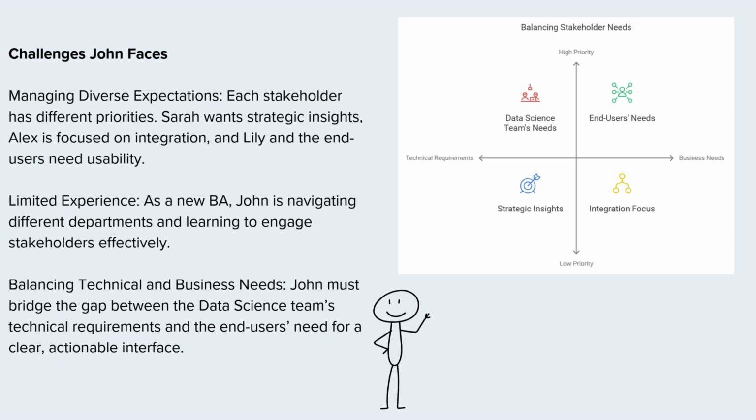Limited experience. As a new BA, John is navigating different departments and learning to engage stakeholders effectively. Balancing technical and business needs. John must bridge the gap between data science teams' technical requirements and end users' needs for an actionable interface.